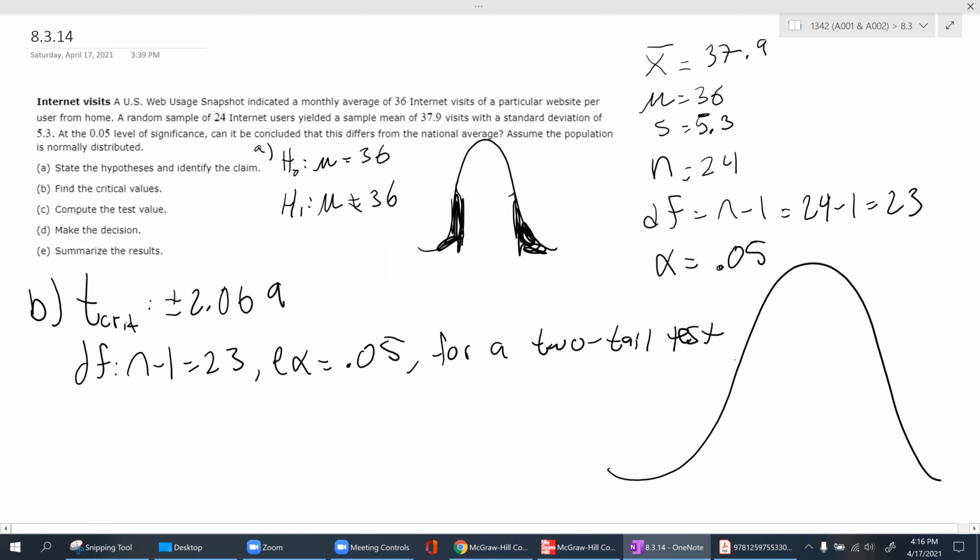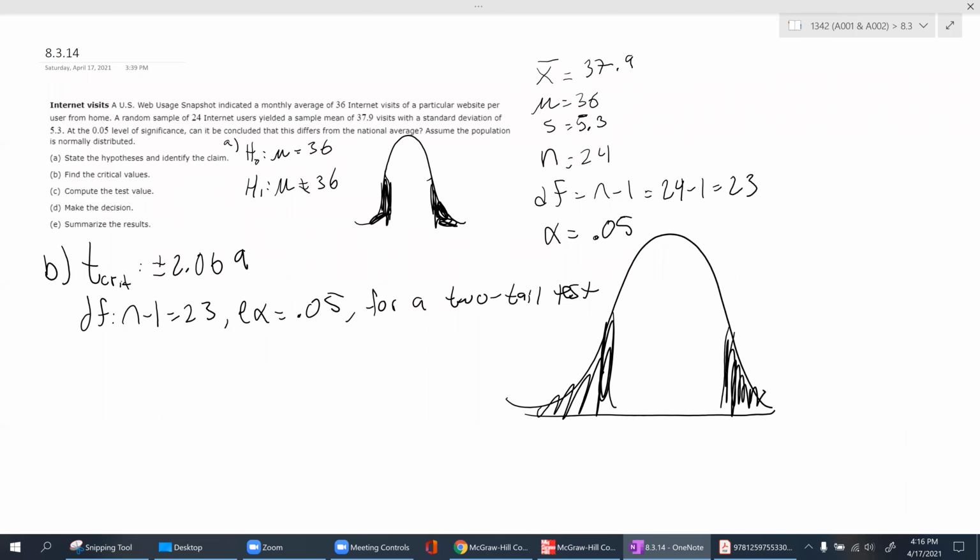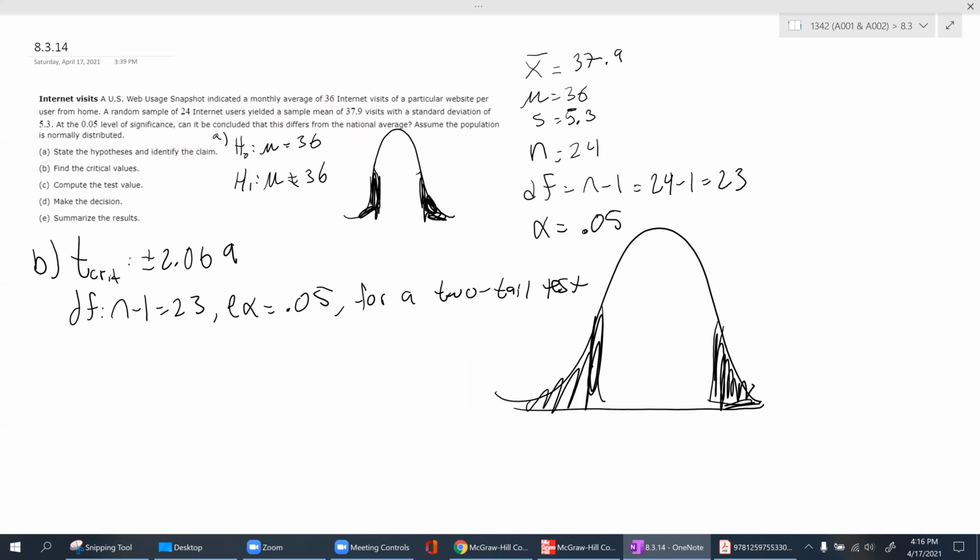So let's go ahead and draw that. This is negative 2.069, and positive 2.069. All right, let's go ahead and find t observed. Go ahead and plug all those values in to just a computational problem. You should get 1.756.